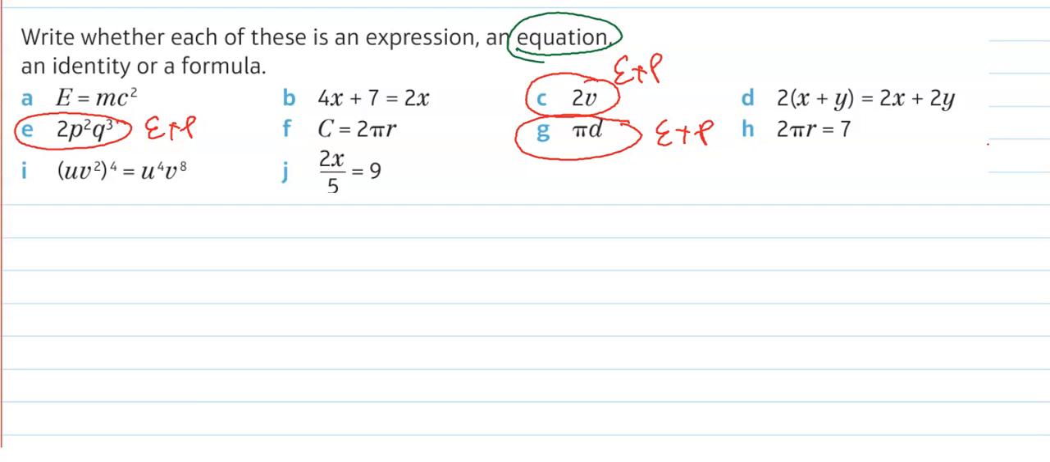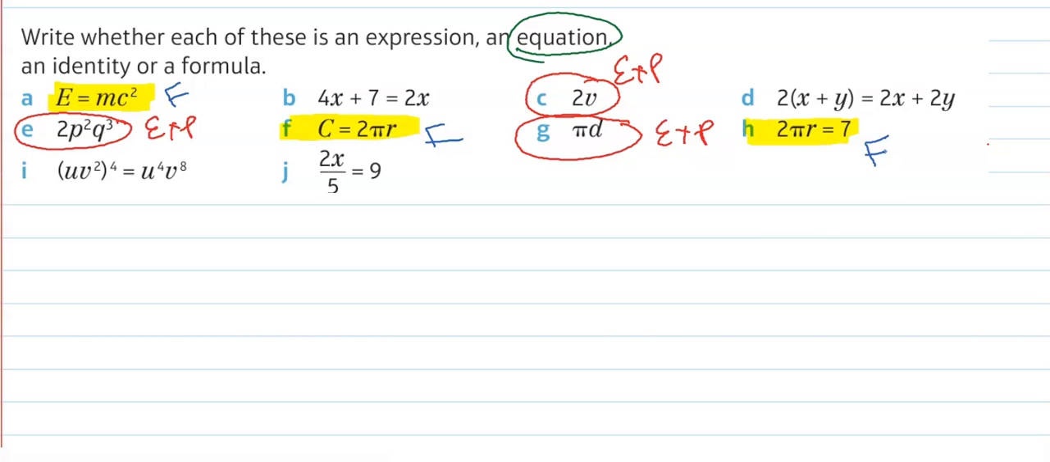Let's check. E equal to mc square, that is a formula, Einstein's mass energy relationship. And C equal to 2 pi r, the circumference of a circle, that is a formula. And 2 pi r equal to 7, what about this? Is it a formula or not? Formula, yeah. Now, these yellow ones are formulas. So I can write down here F, F, F. Now, equation and identity are left.